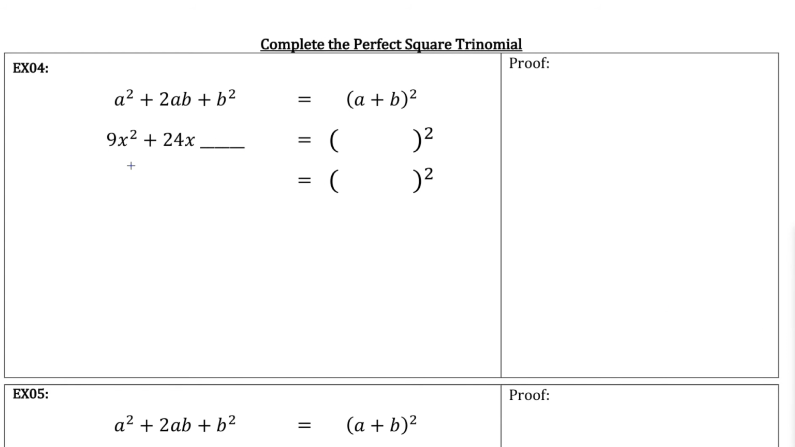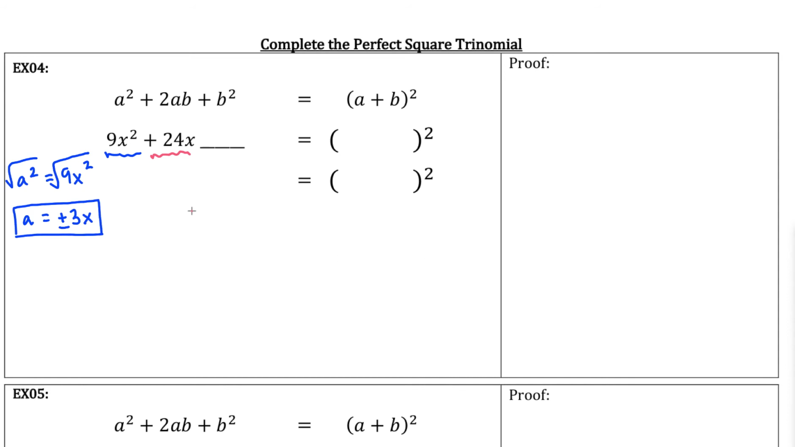So we know that a squared is 9x squared. So if I take the square root of 9x squared, I get that a can be positive 3x or negative 3x. All right, not too bad, right? Well, we also know what 2ab is.